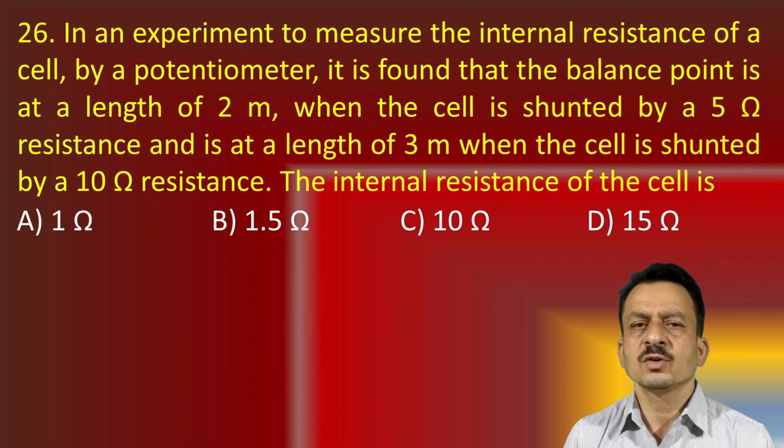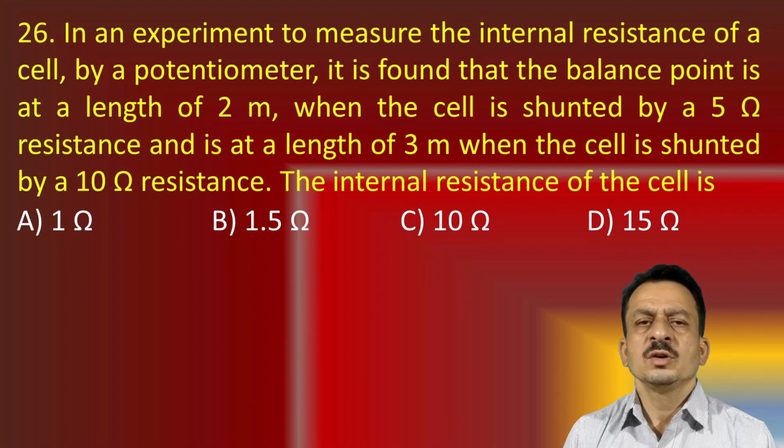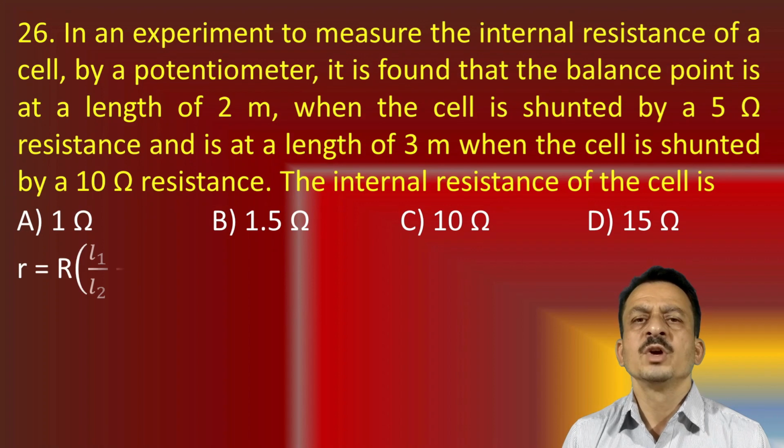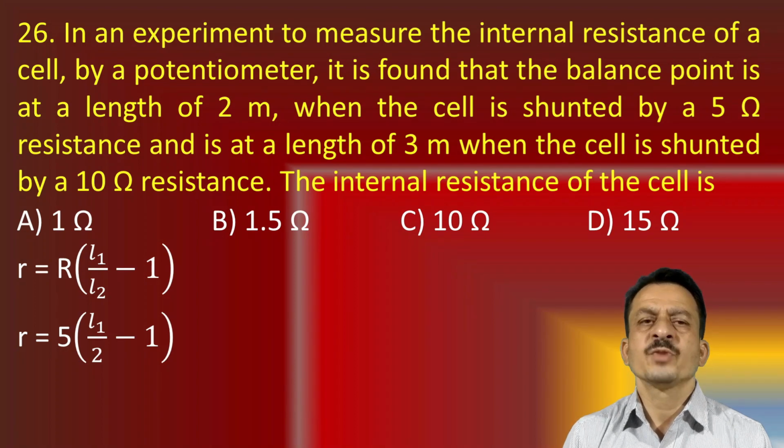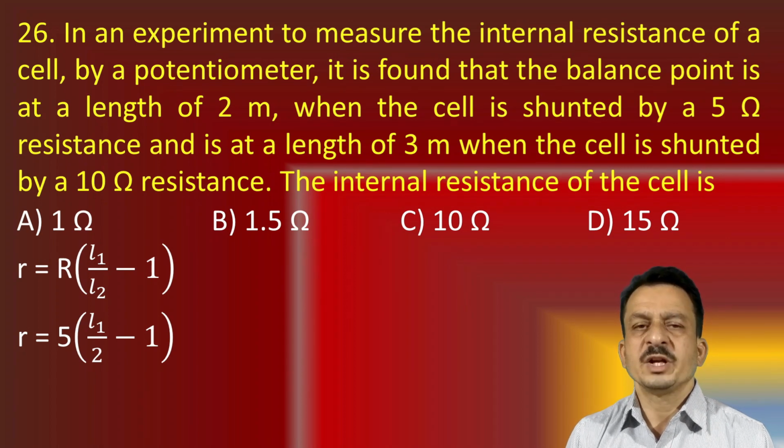Now here we have to make use of the formula for internal resistance of a cell, that is, small r is equal to capital R into L1 by L2 minus 1. Here L1 is not given, so first you have to work out L1. Now the formula is this one. Apply the formula for the two cases. For the first case, resistance is 5 ohm and the balancing length is 2 meter. Therefore we substitute L2 as 2 meter.